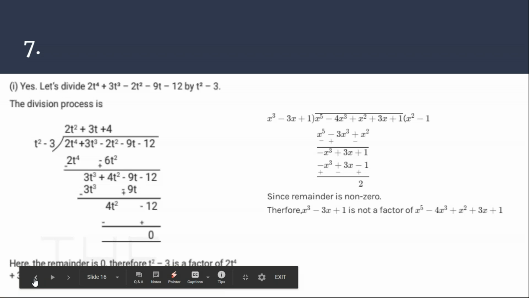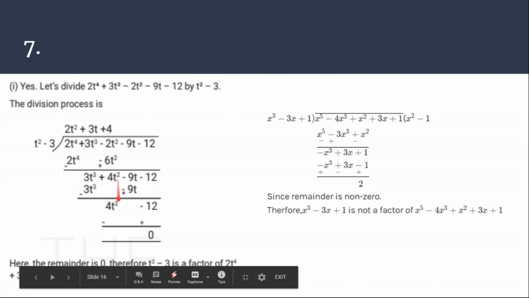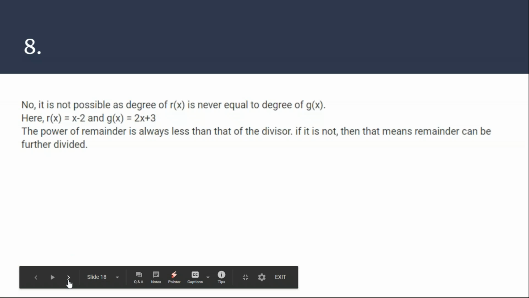Like if you go back to these questions, right? There is a point where 3t cube minus 4t square minus 9t minus 12 is there. It's greater than the divisor, right? It's greater than t square minus 3. But it's not a remainder. It's a step in between the division. That means you can divide it further, get a remainder. Okay, I think simple. That's it. Just keep the property in mind.